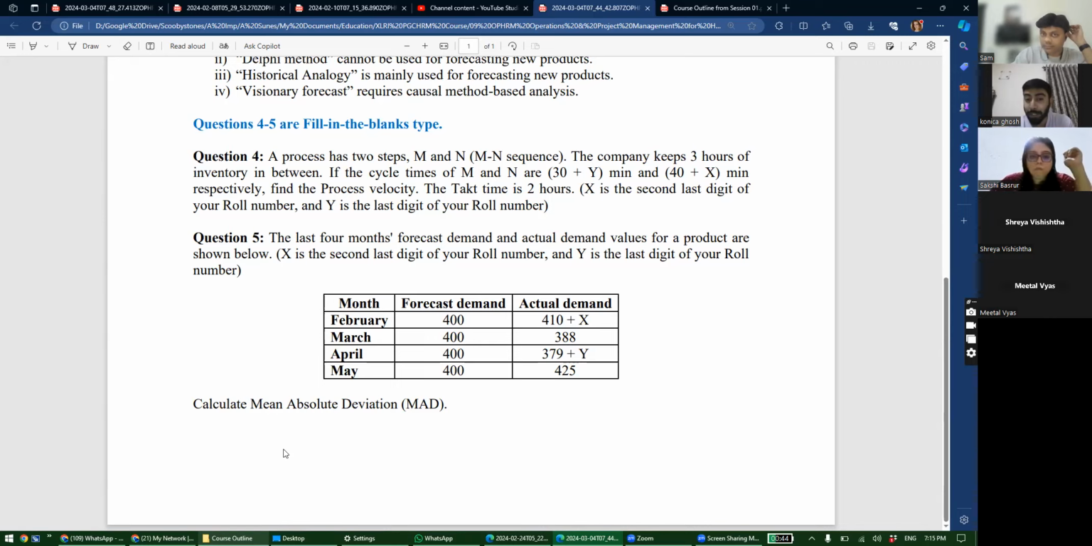The second column is basically called forecast demand. So monthly they are expecting that there will be 400 units that will get sold. So let's assume that they are producing 400 units per month.